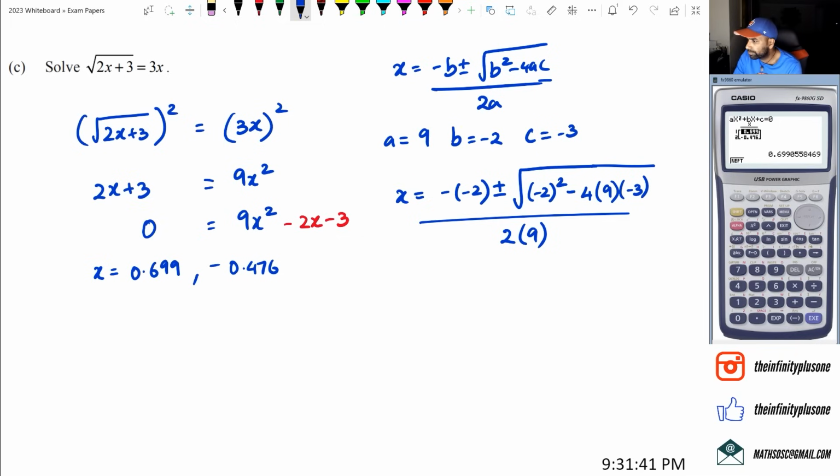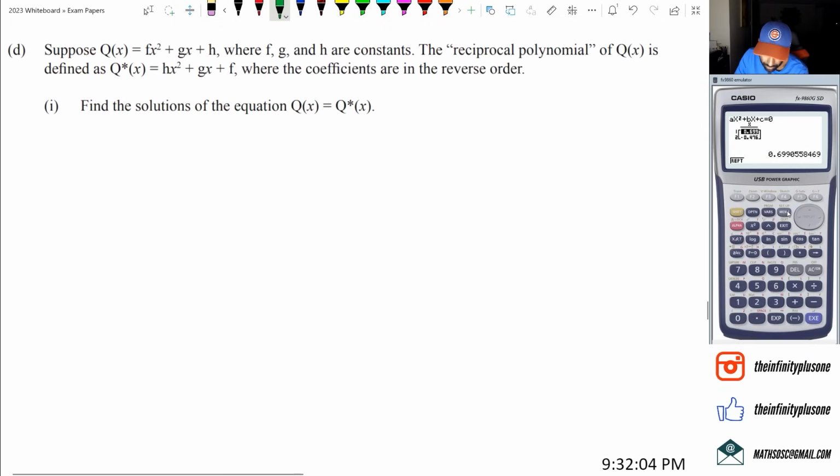This question is actually worth a merit, and you need both answers for a merit. Obtains correct quadratic gets you an achieved. So getting to this line here will actually get you an achieved. Okay, let's go to the next one.